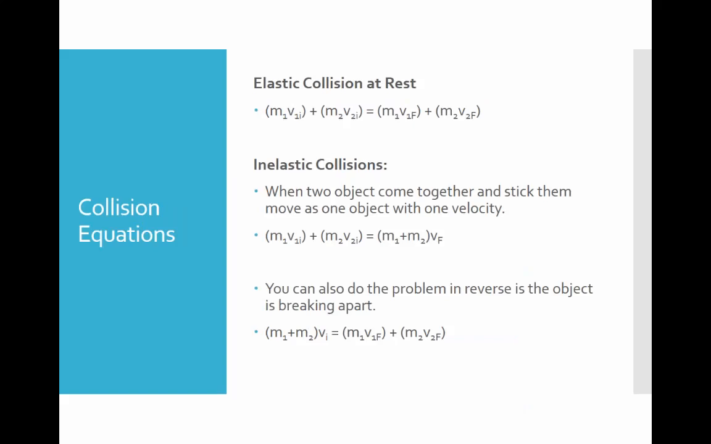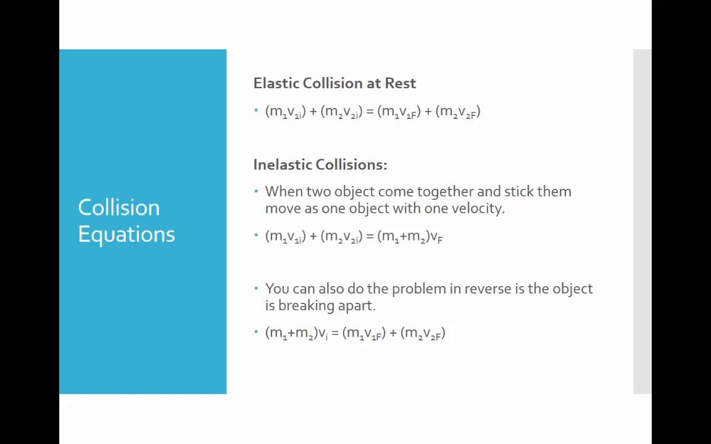So here are your collision equations. We have our elastic and inelastic. Notice that in the elastic they separate, so you have a different final velocity for object 1 and a different final velocity for object 2. In the inelastic collision equation, you'll notice that they are added together and you have a single final velocity, because they stick together. And so therefore they have the same final velocity.